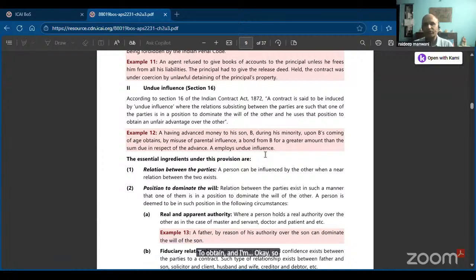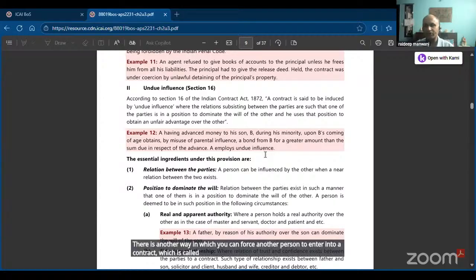Okay, so there are two or three things. Now, just remember, just like coercion, there is another way in which you can force another person to enter into a contract, which is called undue influence. Undue influence is also called moral coercion. So let me give you an example.